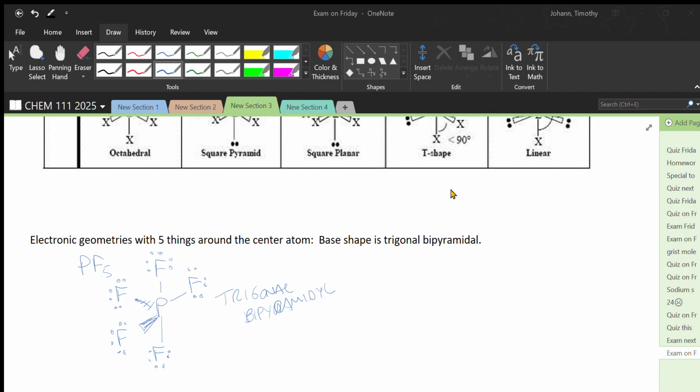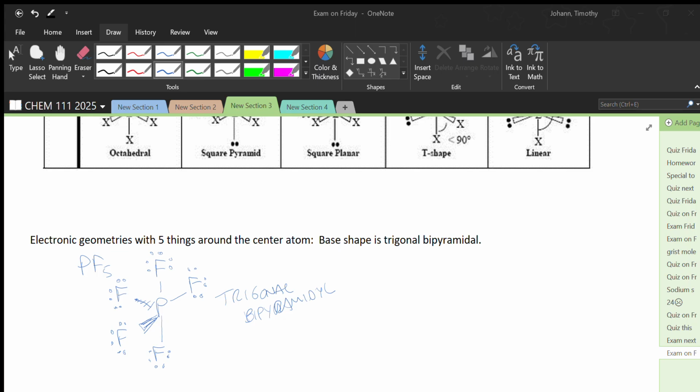Okay, and so trigonal bipyramidal, here they show you with a triangle pyramid on top, a triangle pyramid on bottom. And I know we kind of went over this in fairly good detail, but these are the most complicated, so I think it's worth going over again.